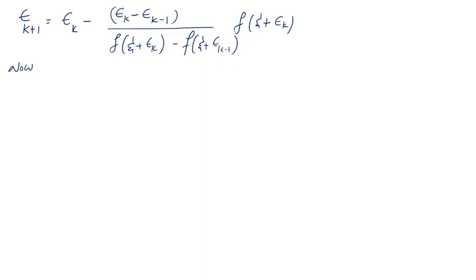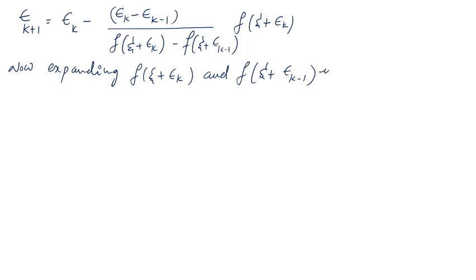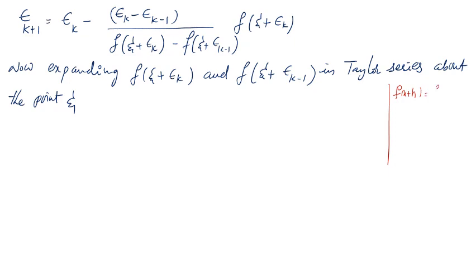Okay, now we expand the functions in the denominator, f of xi plus epsilon k and f of xi plus epsilon k minus 1, in Taylor series about the point xi. For your idea, I am writing the Taylor series: f of x plus h is equal to f of x plus h into f dash x plus h square by factorial 2 into f double dash x, and so on. Here, in place of x, xi is here, and in place of h, epsilon k is here. Similarly for the other one.